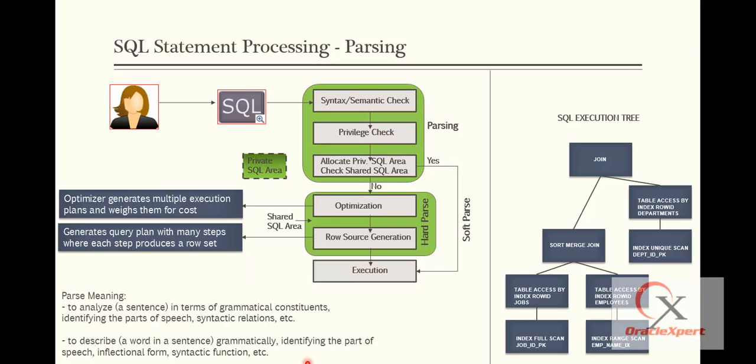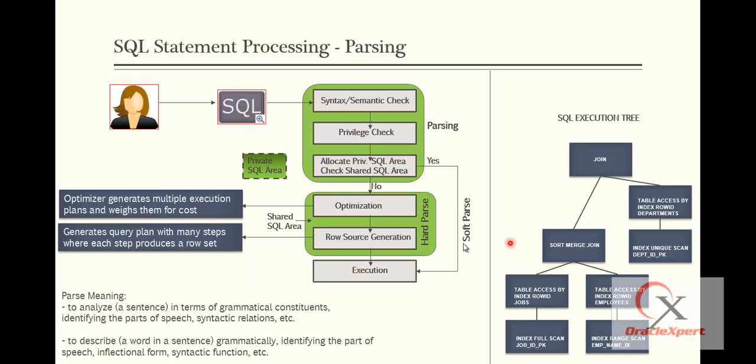So coming back to the last phase, the SQL execution. During the execution phase, the SQL engine executes each row source in the SQL execution tree produced by the row source generator. This step is the only mandatory step in the DML processing. In general, the order of the steps in the execution is the reverse of the order in the plan. So you read the plan from bottoms up.